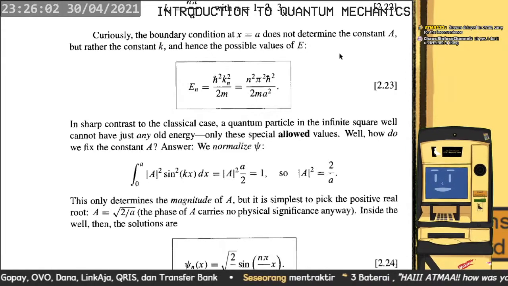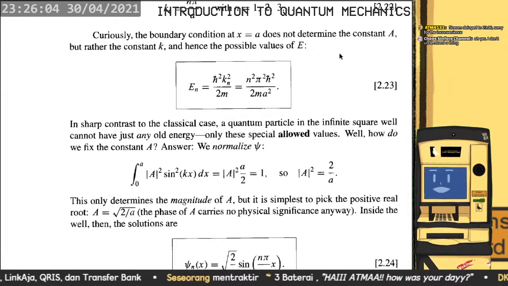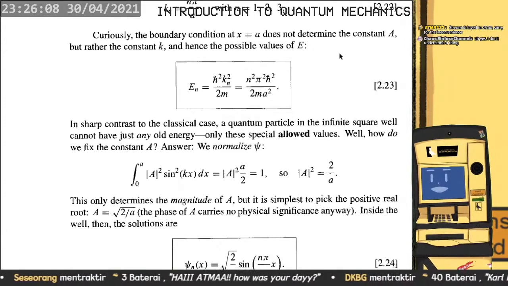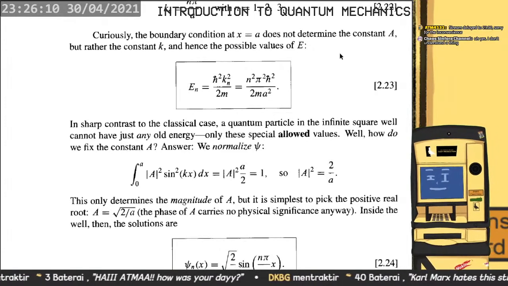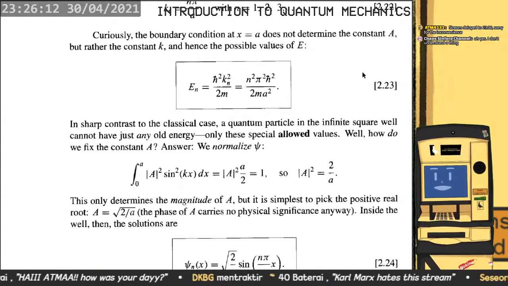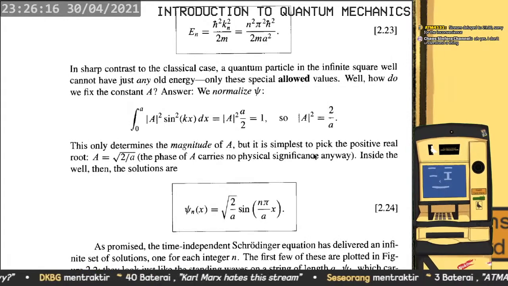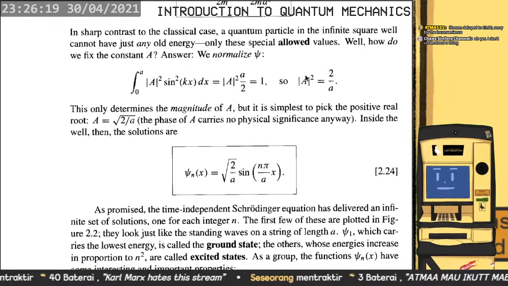In sharp contrast to the classical case, a quantum particle in the infinite square well cannot have just any old energy, only these special allowed values. Well, how do we fix the constant A? Answer: we normalize ψ.